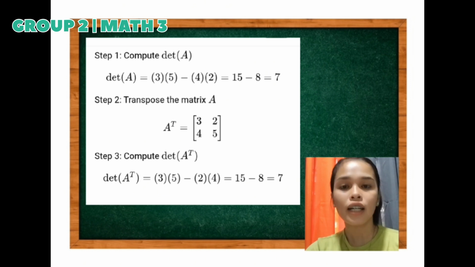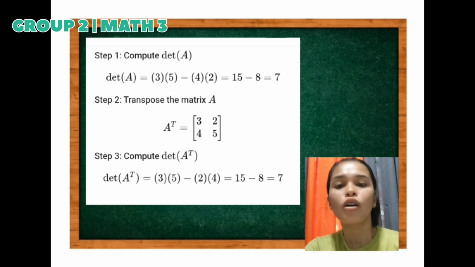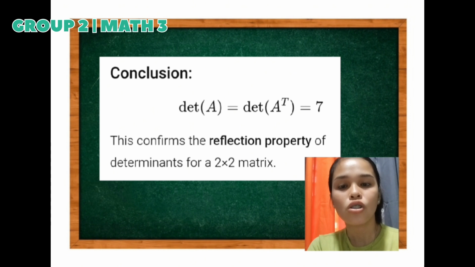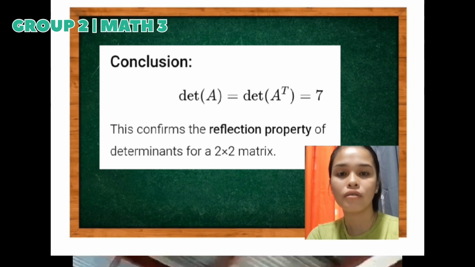Second, we must transpose the matrix A. Matrix A transpose is equal to 3, 2, 4, and 5. Third, we must compute the determinant of A transpose, which is 3 times 5 minus 2 times 4, equals 15 minus 8, equals 7. So we can conclude that determinant A equals determinant A transpose, which is equal to 7.